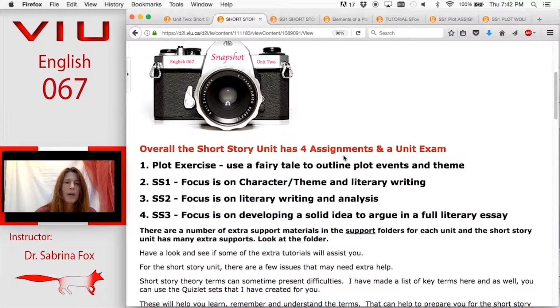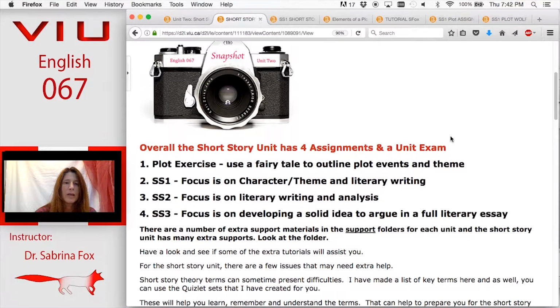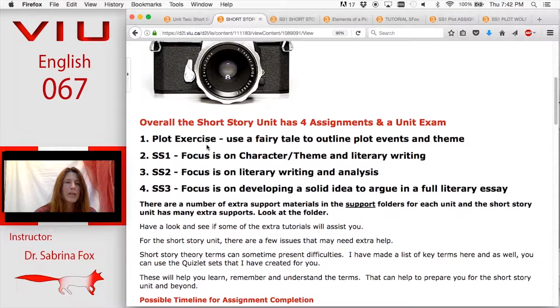So there's 4 assignments in the short story unit and a unit exam. The first exercise is a plot exercise using a fairy tale to outline plot events and theme. And then there's a short story that focuses on character. And then there's a short story that focuses on literary writing. And then the last story focuses on how to write a full literary essay.